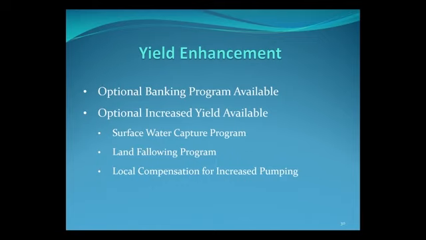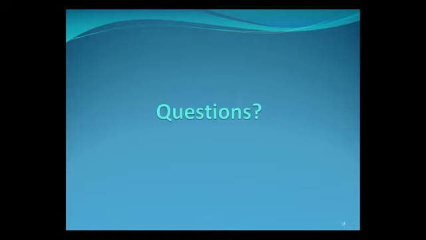And there may be ways to increase the yield. If you need 20,000 and we've only got 12 and you'd like another 8, maybe there's something we can look at, like a land fallowing program or a surface water capture program, or local compensation for increased pumping to those around the area. We don't preclude anything, but the project itself is just focused on the surplus water. And I think that's about it.